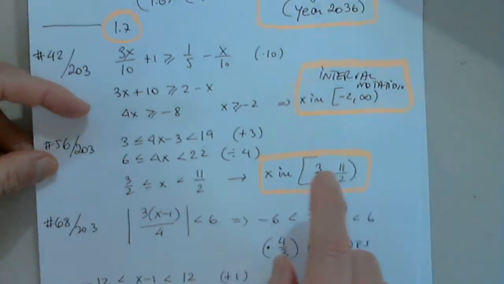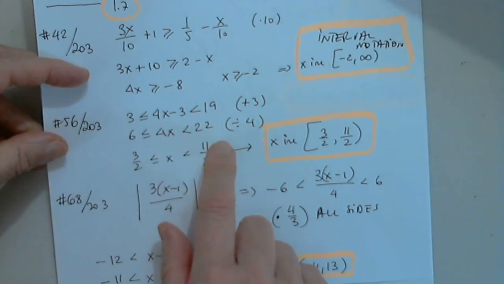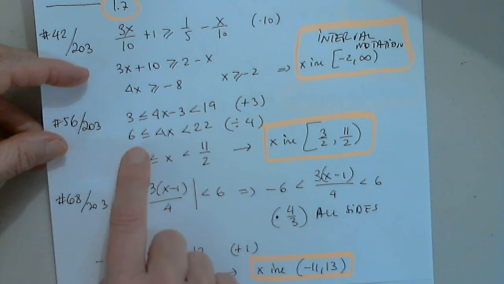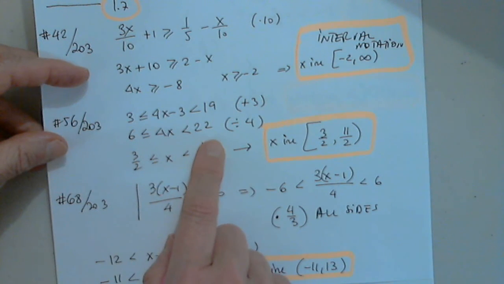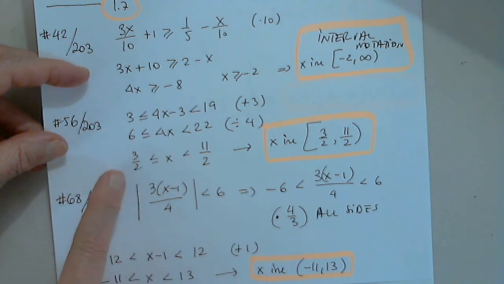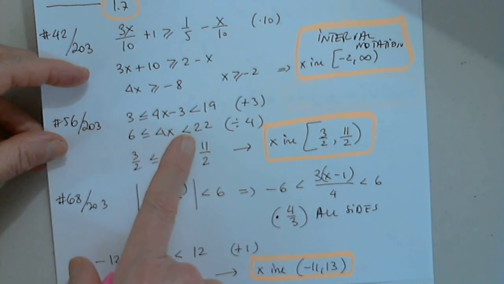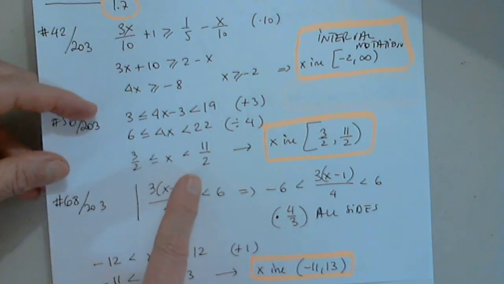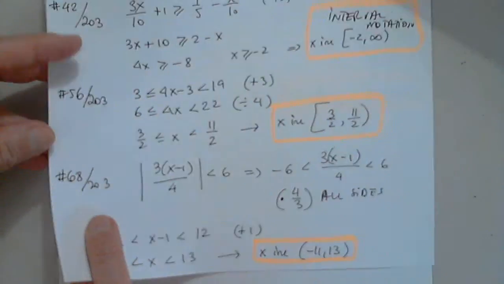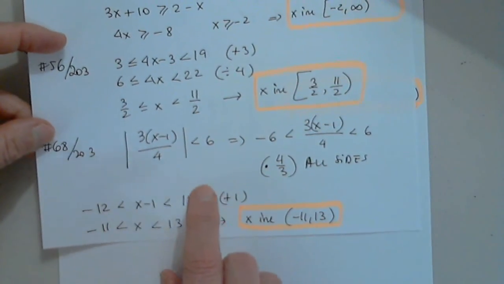and this is the solution, from -2 to infinity. Here, this is a compound inequality, so first we have to add 3 to all three sides, 6, 4x, and 22. Then we divide all three sides by 4, 6 divided by 4, 3 halves, x, 11 divided by 4, 11 halves. So x is between these two. And the last two problems, absolute value inequalities.